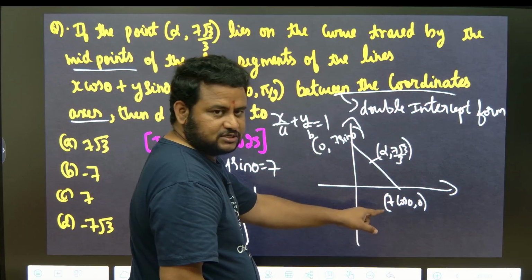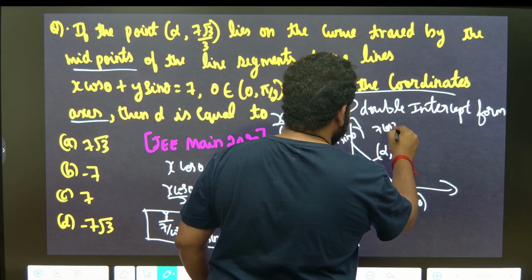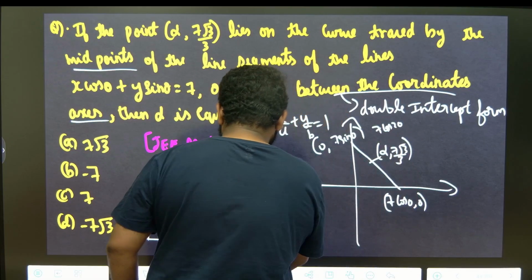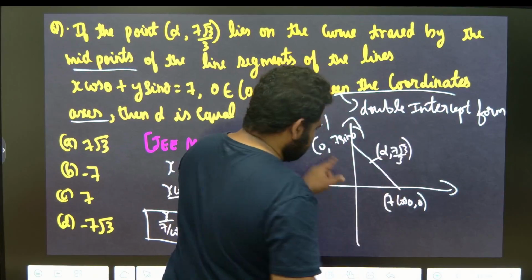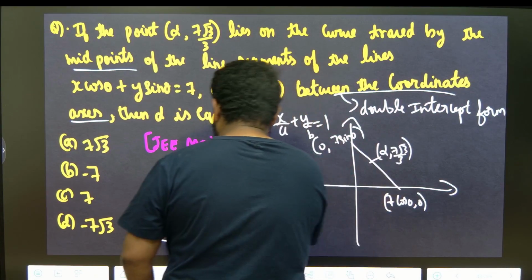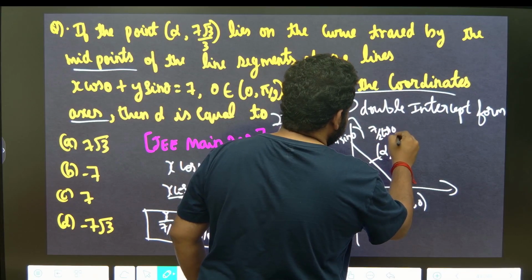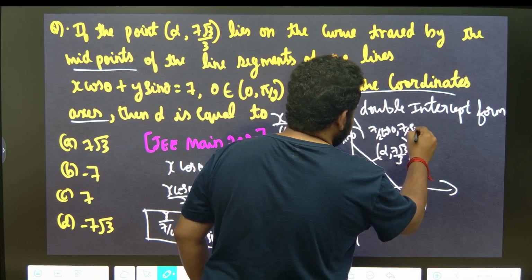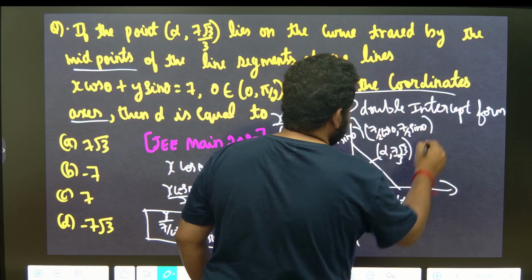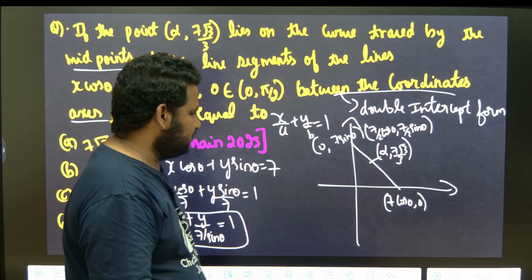Midpoint means what I can write? X will be 0 plus 7 by cos theta by 2, and y will be 0 plus 7 by sin theta by 2. What I will get is 7 by 2 cos theta, 7 by 2 sin theta. Got it? This is what I have.